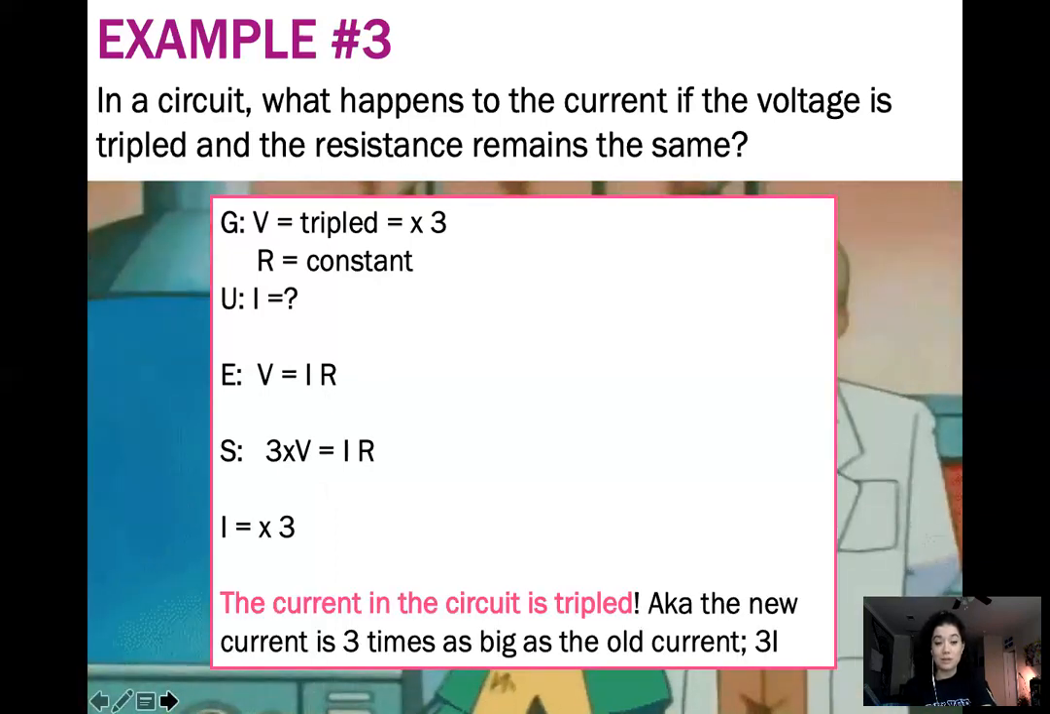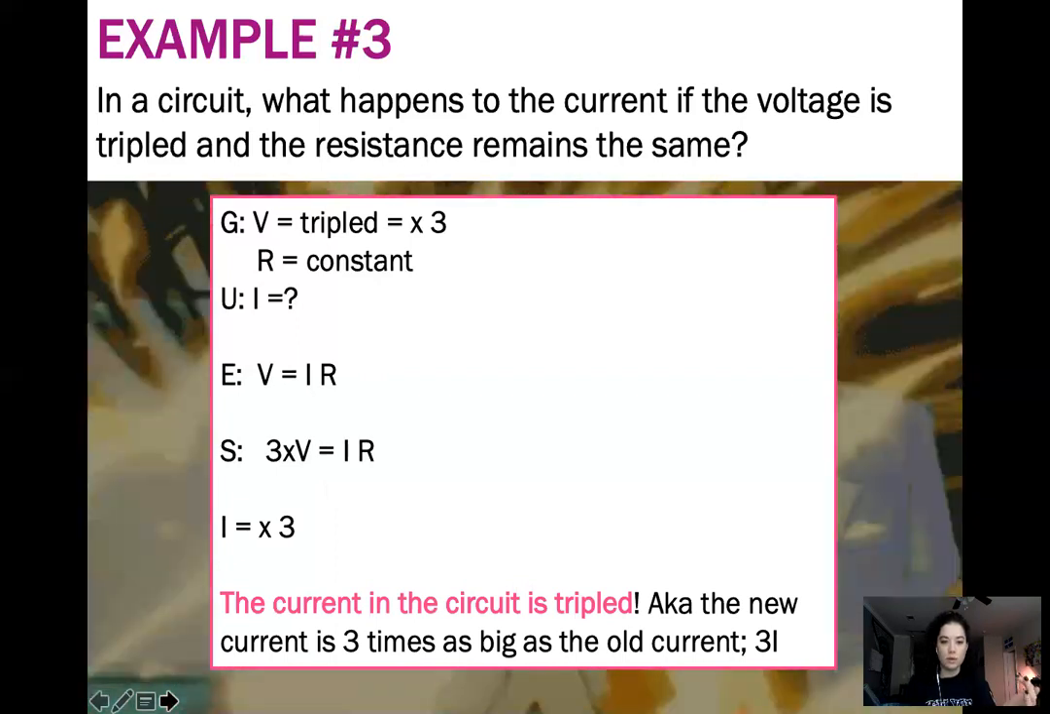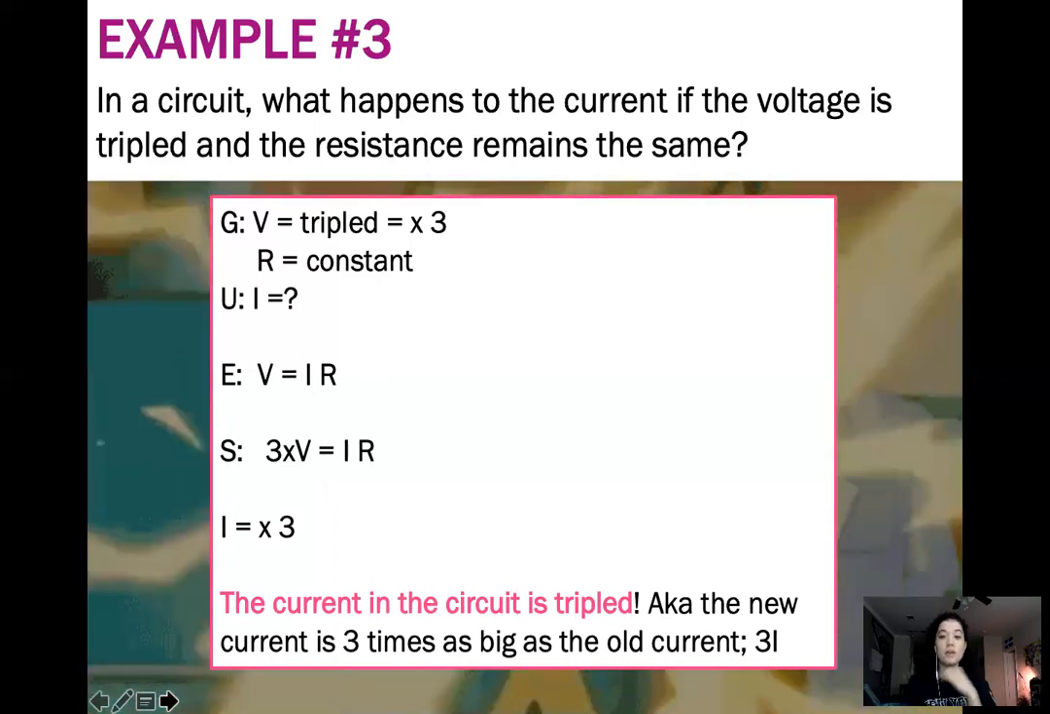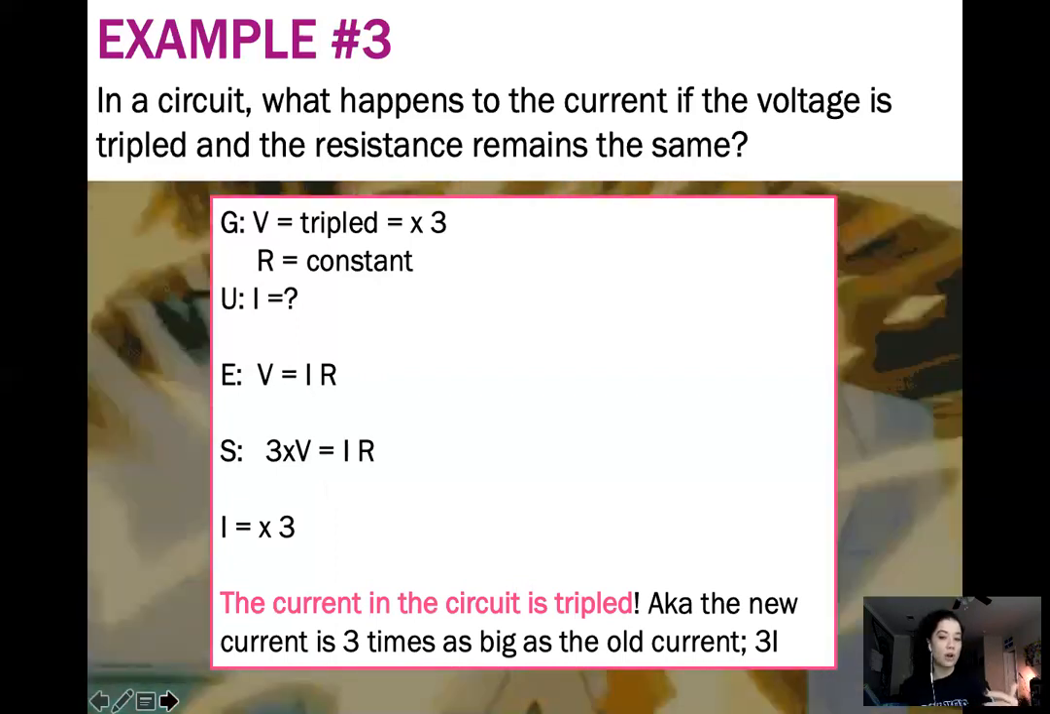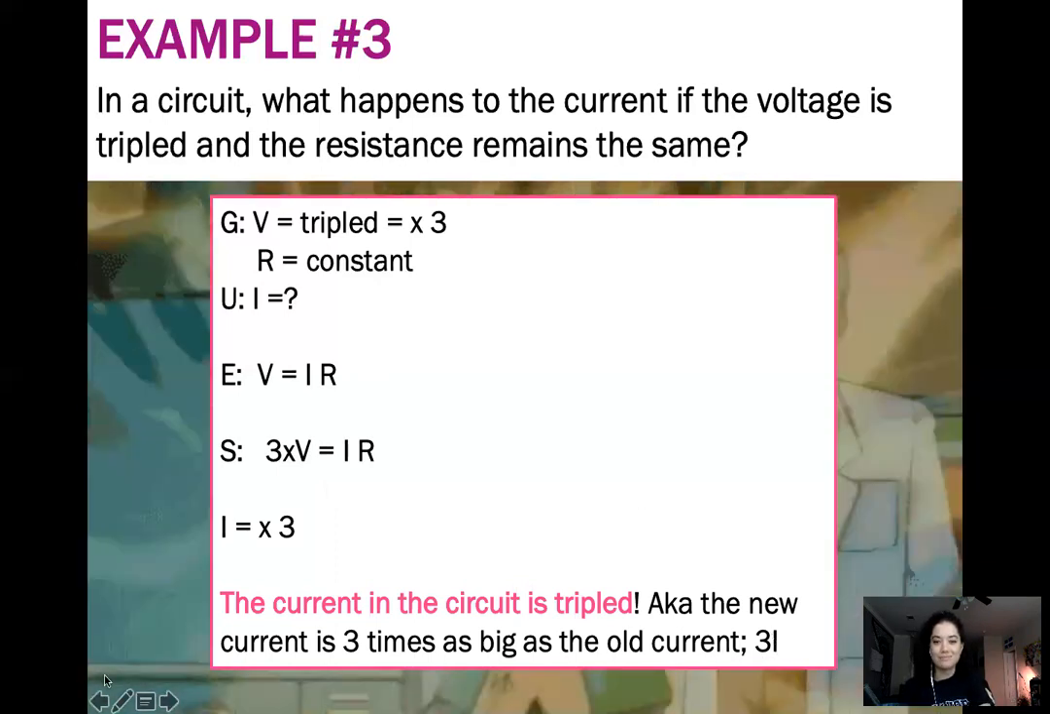Hopefully you were able to realize that our current also has to be multiplied by 3. The current in the circuit needs to be tripled, okay? Our new current will be 3 times as big as the old current, and we could just say it's equal to 3I.